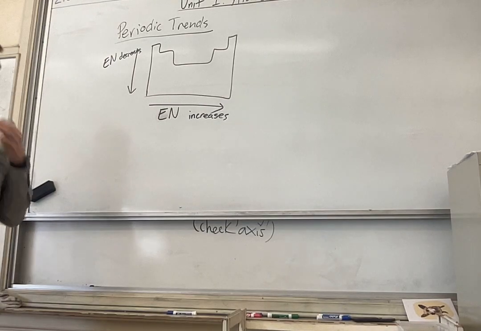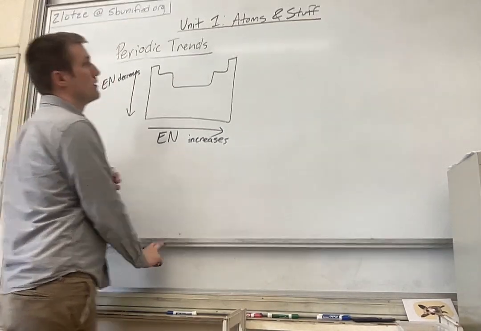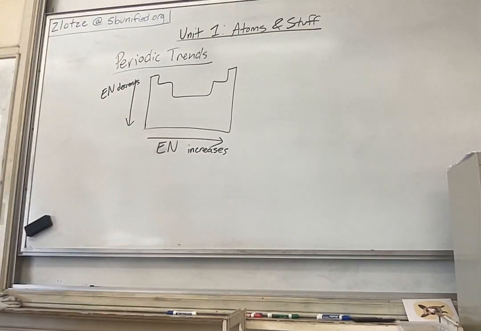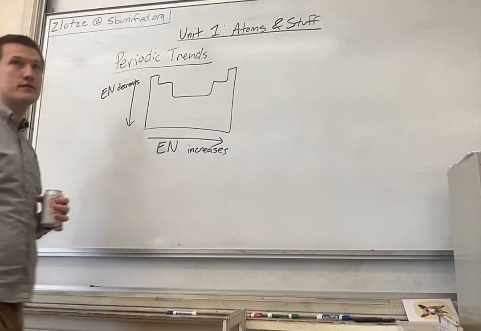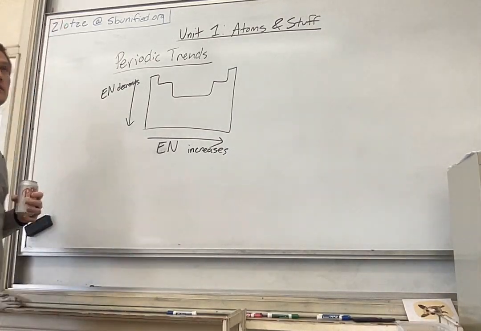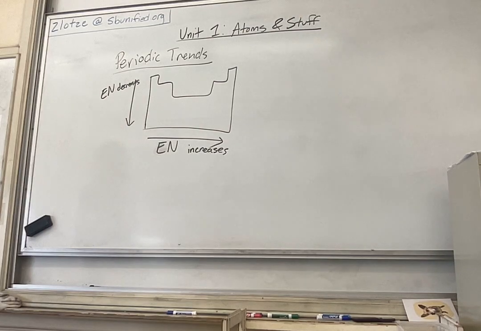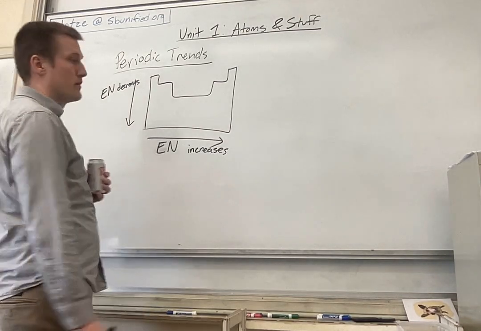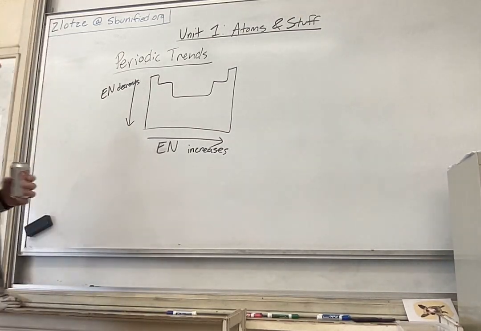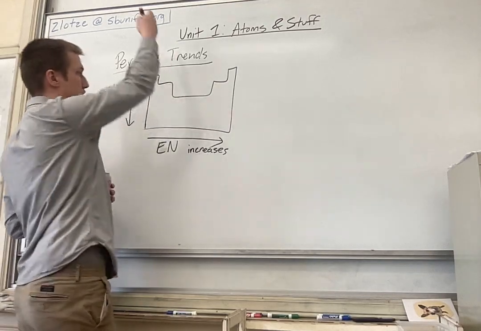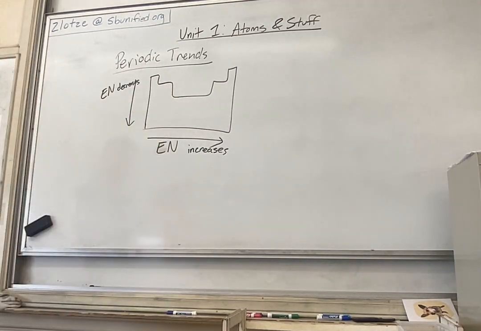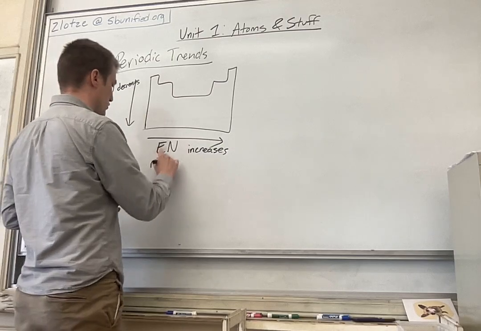Is helium the most electronegative? No, because helium's a noble gas, it doesn't form bonds. I meant hydrogen. But no, not hydrogen either. Fluorine. Periods are rows. The columns are called groups.